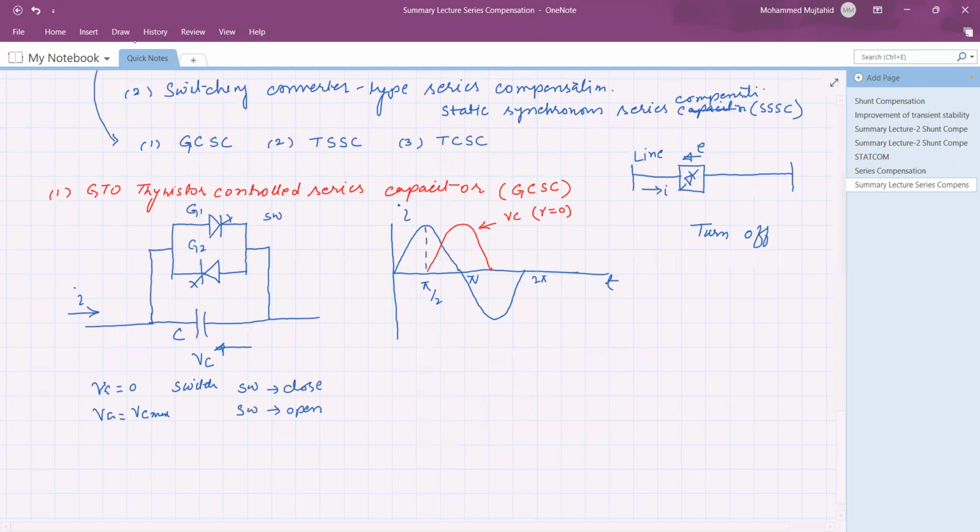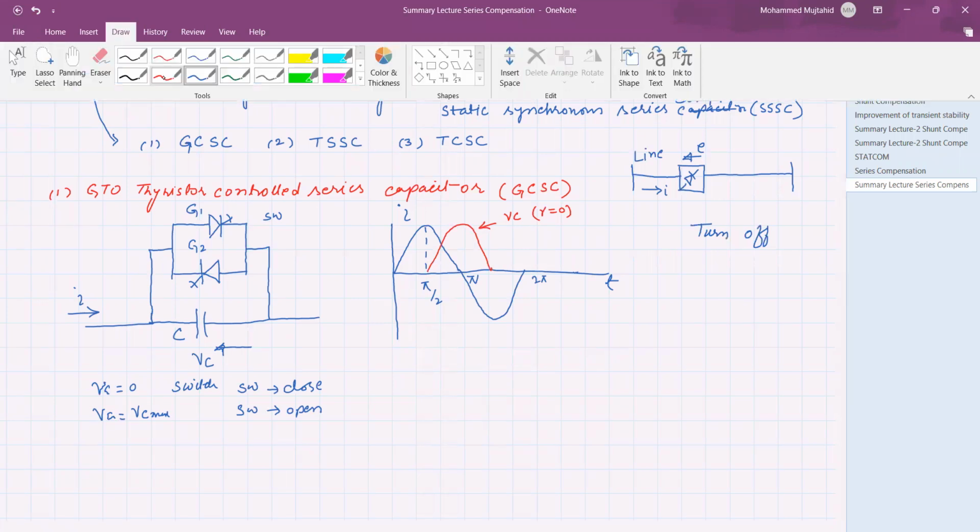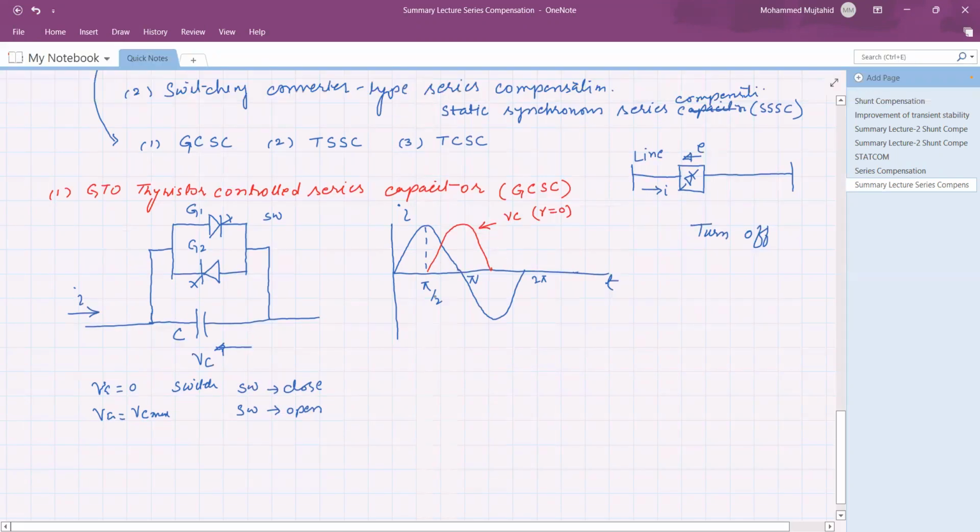VC is equal to 0. Now with a turn off delay angle, say, in the second color, the turn off delay angle is gamma. Here the turn off delay angle is equal to 0, but say gamma is equal to gamma 1. Under such a condition, this is the voltage across the capacitor VC when gamma is equal to gamma 1, where gamma is the turn off delay angle.